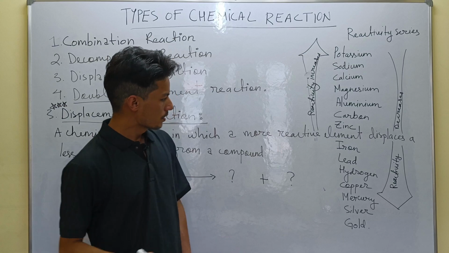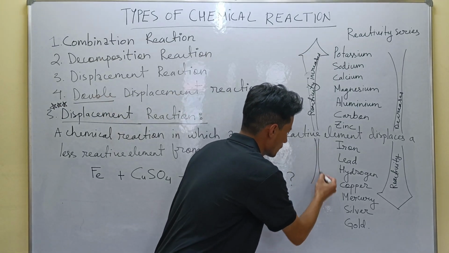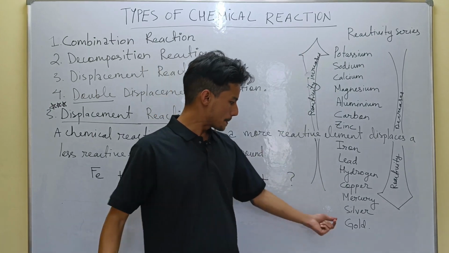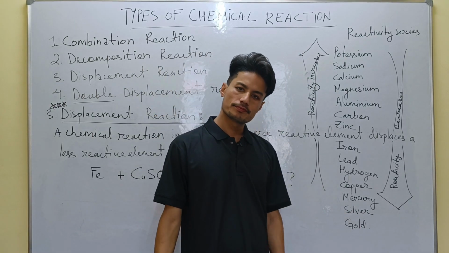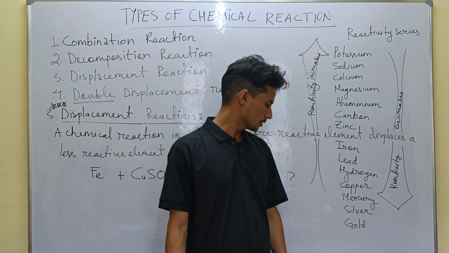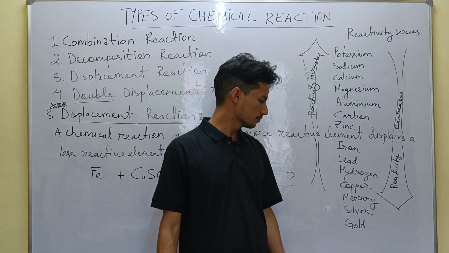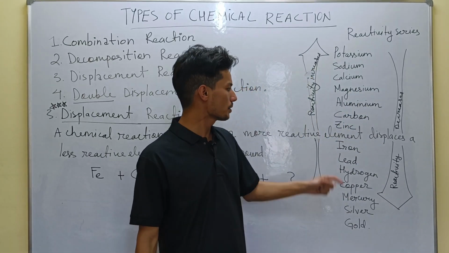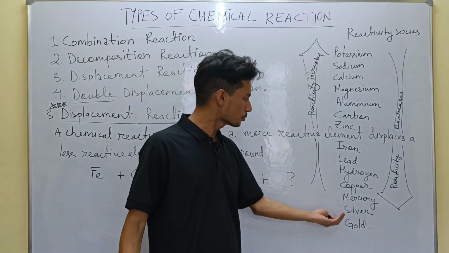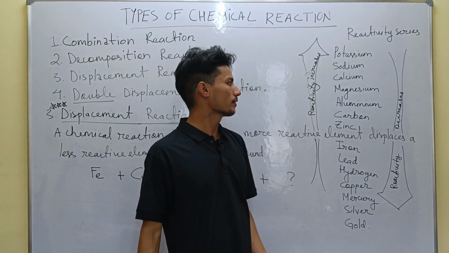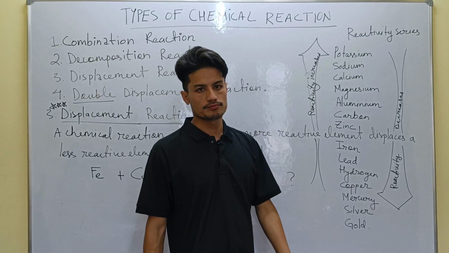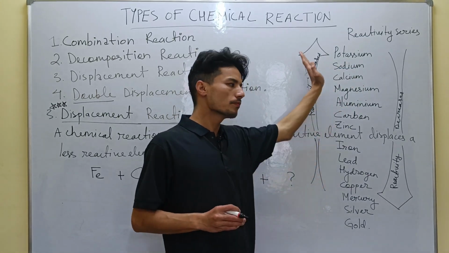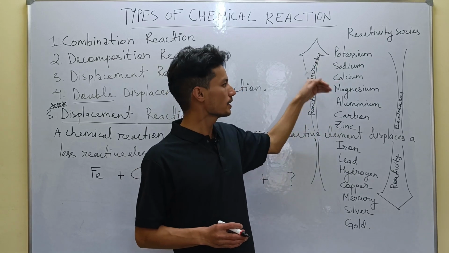As you climb up from the bottom to the top, the reactivity increases, which means between gold and silver, silver is more reactive. Between copper and lead, lead is more reactive. Between aluminium and magnesium, magnesium is more reactive. Between sodium and potassium, potassium is more reactive, because as you climb up, the reactivity keeps on increasing.